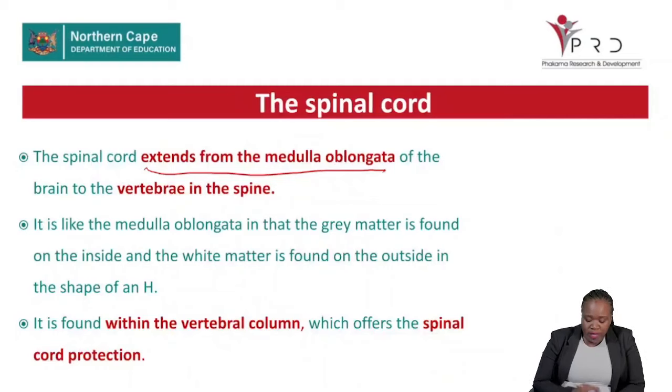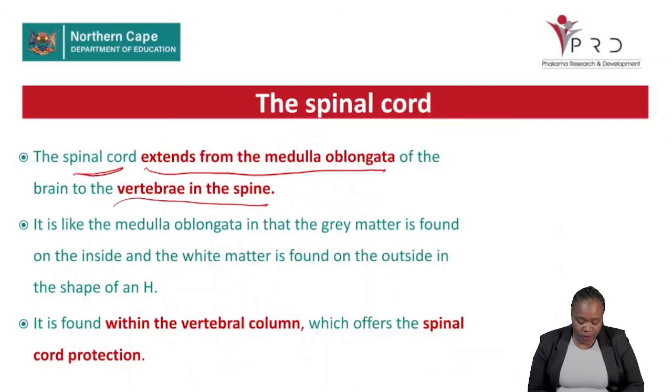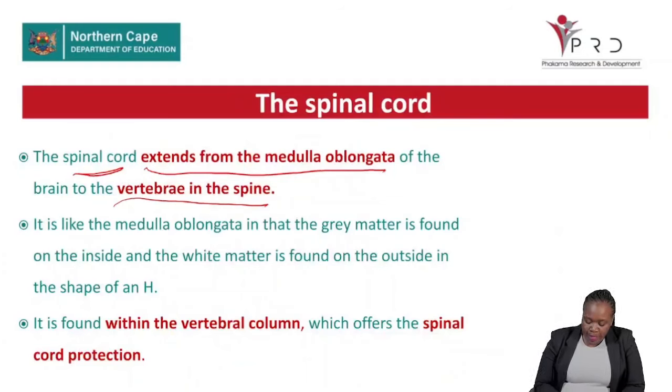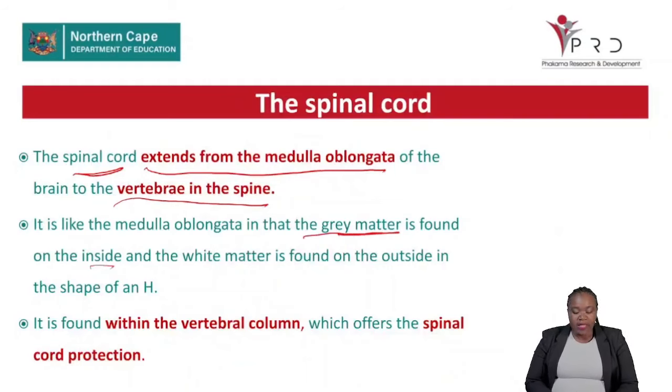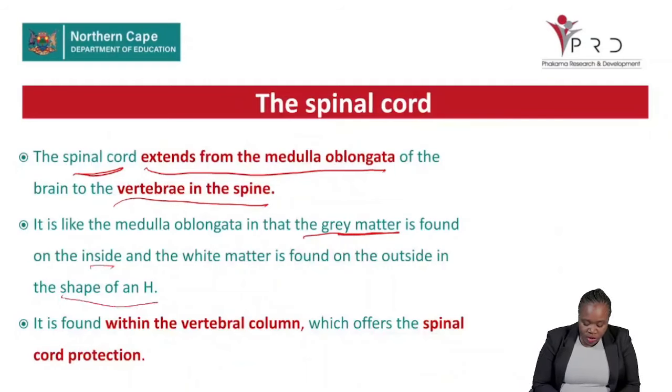So it now connects from there, it extends into the vertebrae of the spine, and that is where the spinal cord would have started. So the spinal cord starts when the medulla oblongata ends, right? So it is like the medulla oblongata in that the gray matter is found on the inside and the white matter is found on the outside, and it has that H shape.